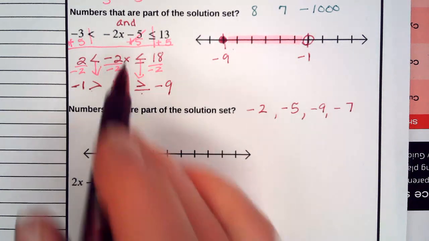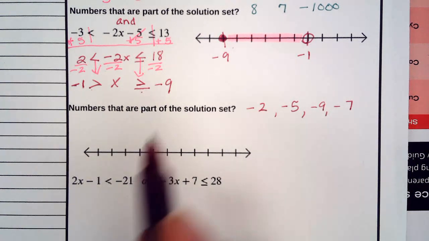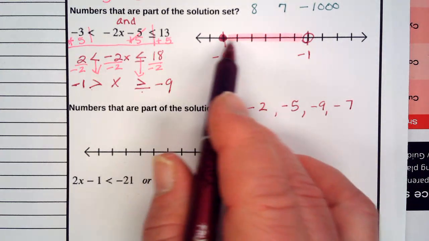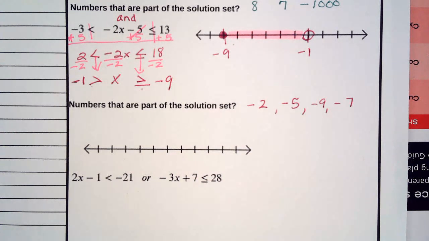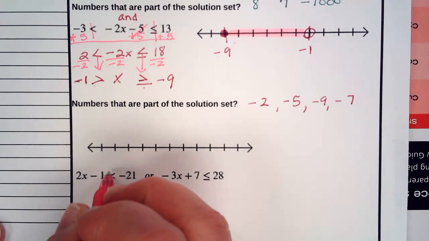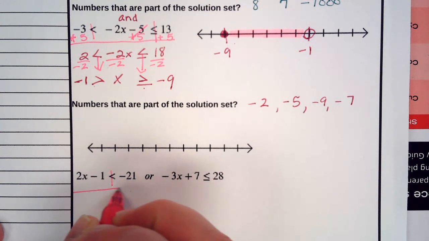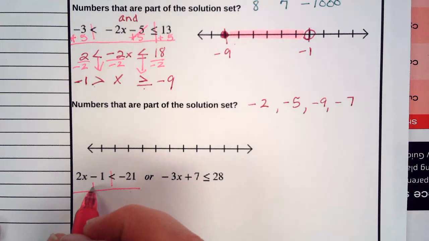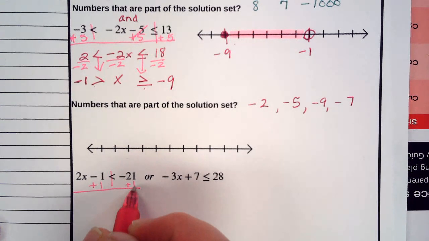So this is and, this is or. And is highlighted in between. Where do you think or is going to be highlighted? If you said on the outside, you would be correct. So let's get started. We'll solve one side and then the other. Okay, I'm going to add 1 to both sides here.